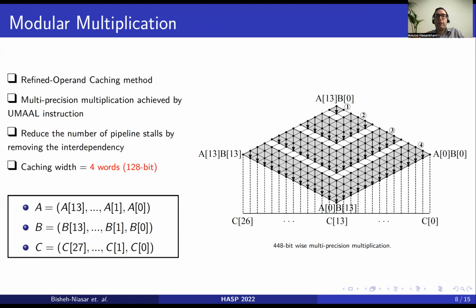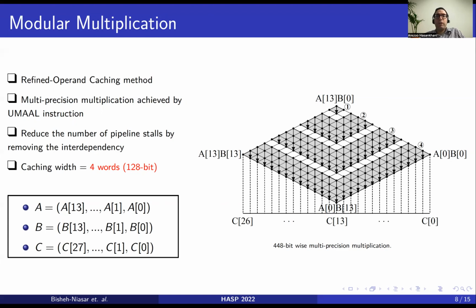In this technique, our operands A and B are represented in 14 different digits, while the multi-precision multiplication is done using the UMAAL instruction. The data flow and instruction flow of our proposed architecture for modular multiplication is shown in this figure, while the arrow here shows the process of our partial product. Using this architecture, we reduce the number of pipeline stalls by removing the interdependency.